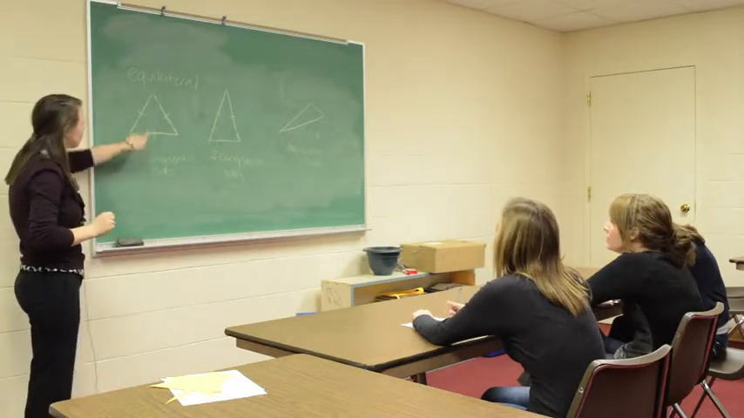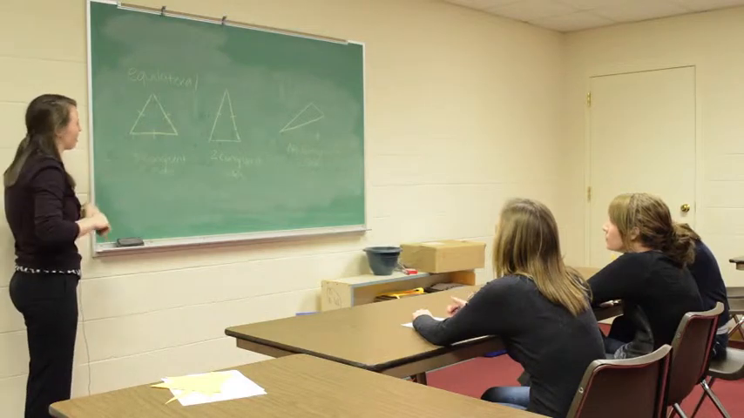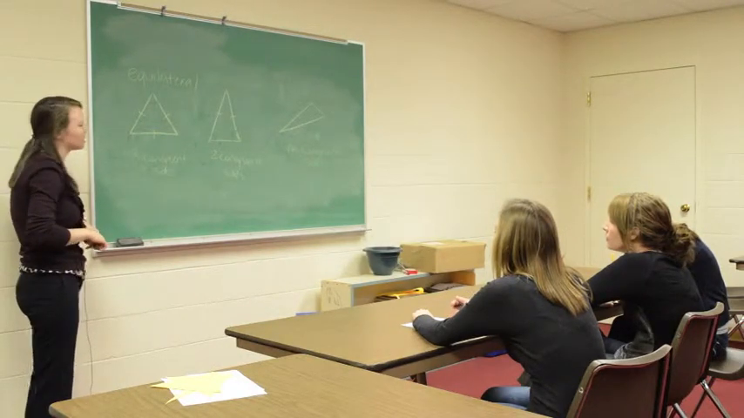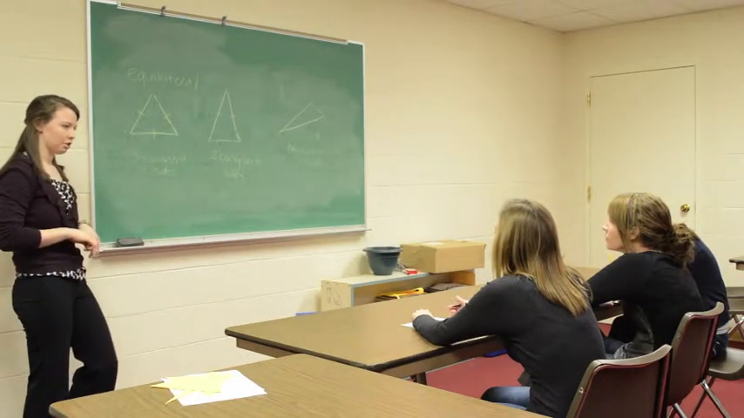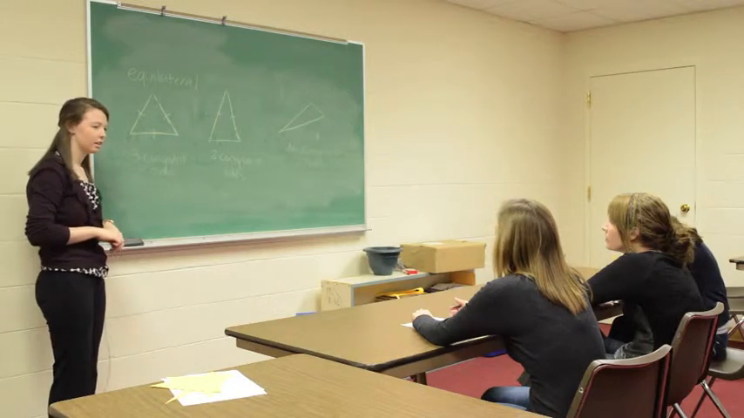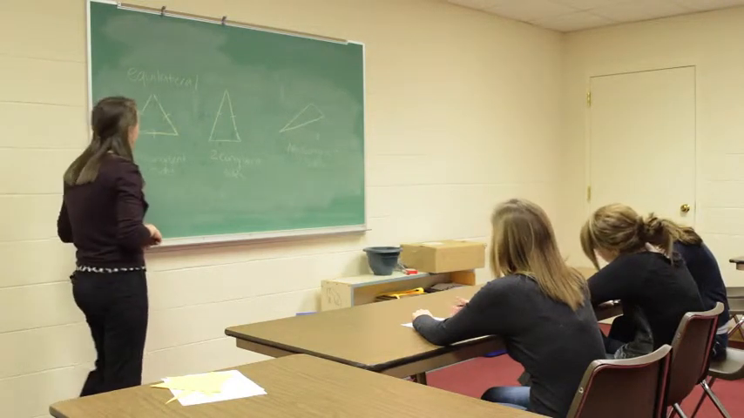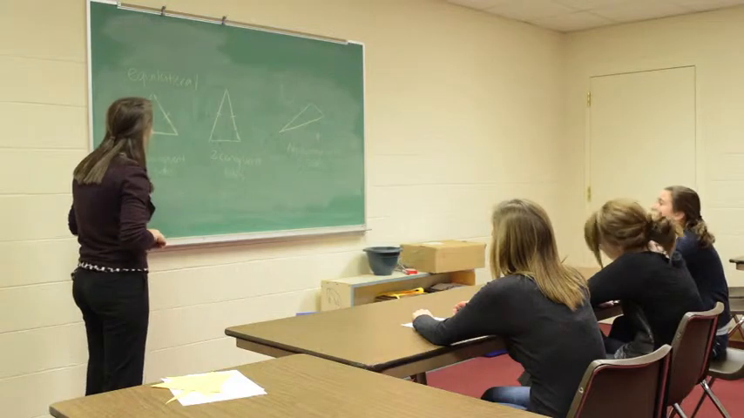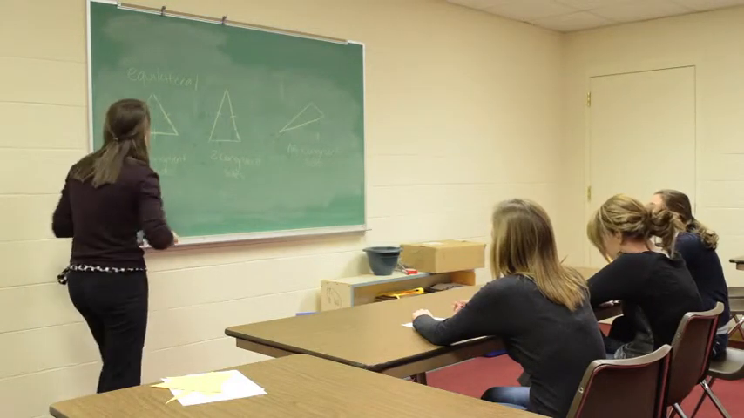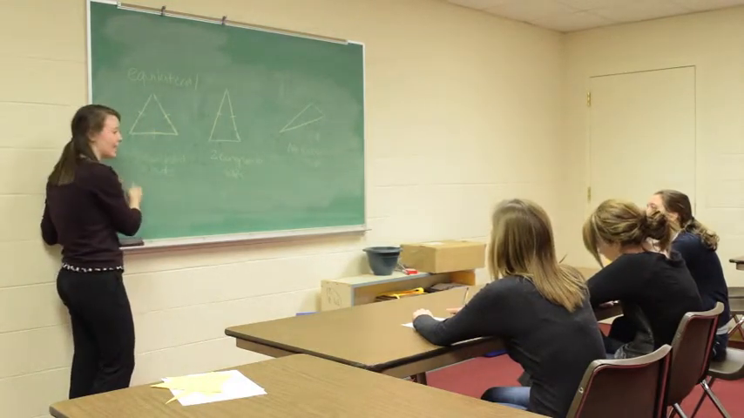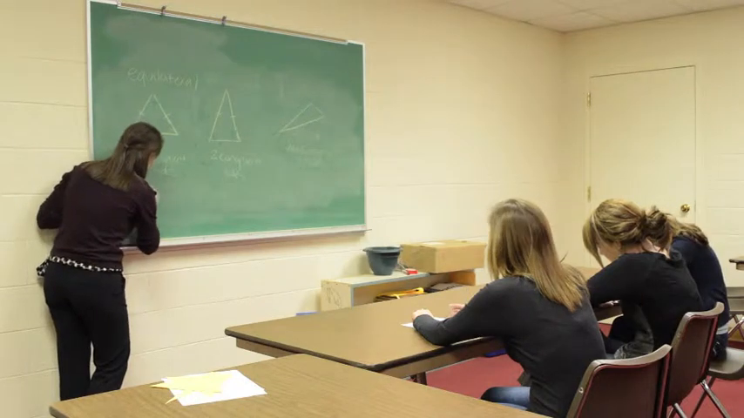So looking at this diagram right here that I've drawn on the board, what do you notice about the interior angles of an equilateral triangle? They all look the same. Very good, Sarah. All the angles in an equilateral triangle are congruent. So equilateral triangles have three congruent sides and three congruent angles.